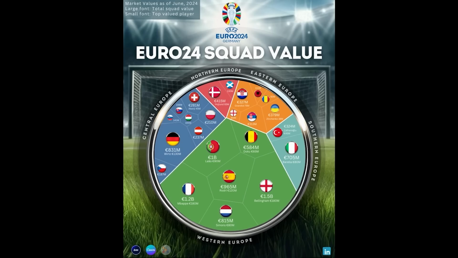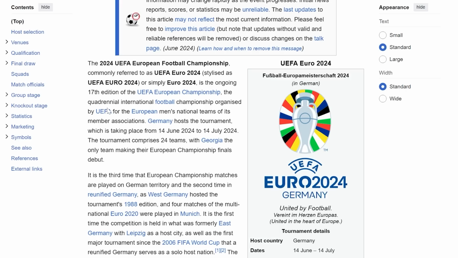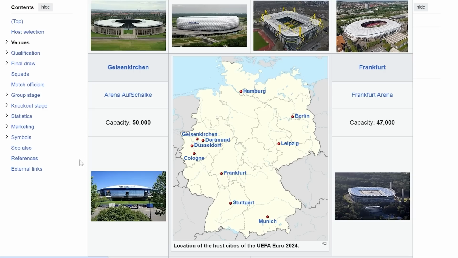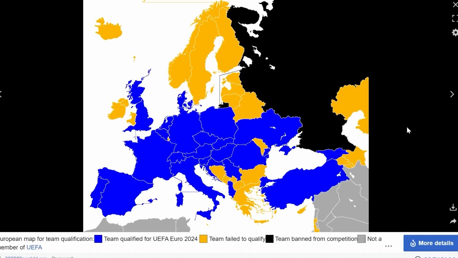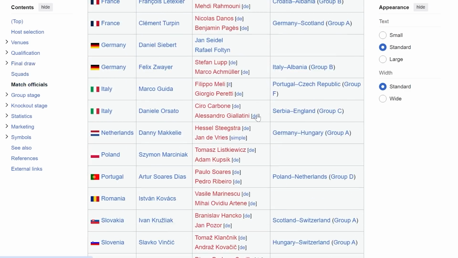The Euro 24 squad value, so which group and the countries involved in those groups have the biggest markets. This is specifically to determine the European Championship of soccer or football. The country of Georgia also making their debut. It's happening in Germany this year, and then here are the countries that have qualified and the others that have not. I love seeing the way different sports formulate how they run championships and tournaments and things like that.